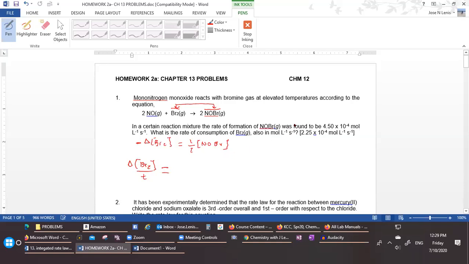What is given? The rate of formation of this is given, and that's the one we have here, so we write that one. It's going to be 4.50 times 10 to the negative 4 moles per liter per second. So that is molarity, seconds negative 1. It's the same. Times.